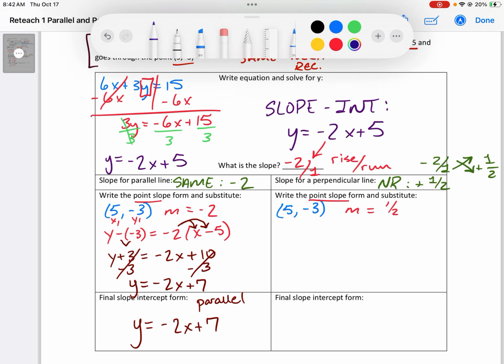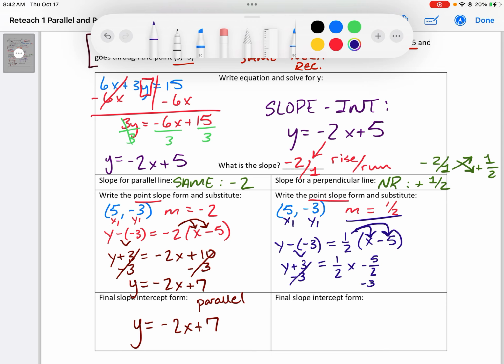So that is my final slope intercept form for a parallel line. And we'll do the exact same process for a perpendicular line. We have x1 and y1. We have our slope. And do y minus -3 equals 1/2 times x minus 5. Same thing, I got to get my signs straight. So that's a y plus 3. On this side, I'm going to distribute. So that's a 1/2 x. And then -5 over 2 when I multiply that out. And the very last thing I'm going to do is subtract 3.